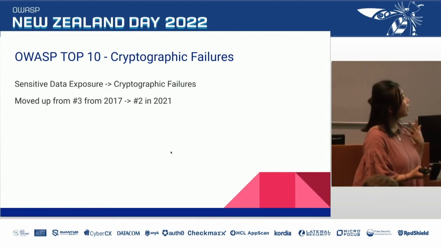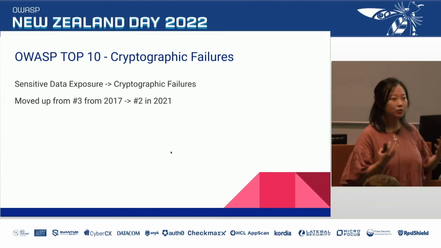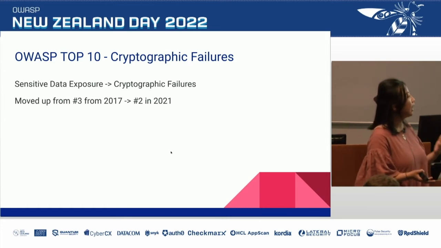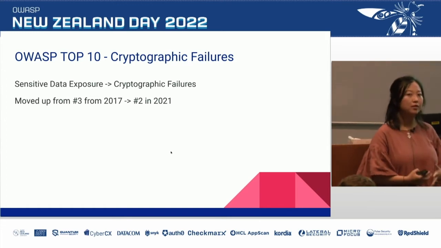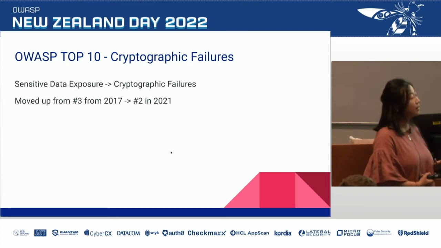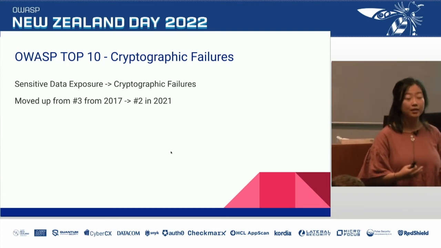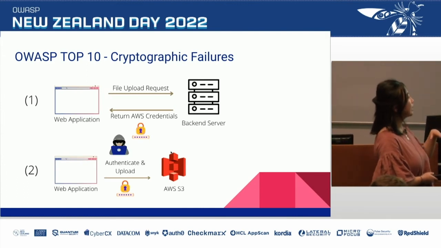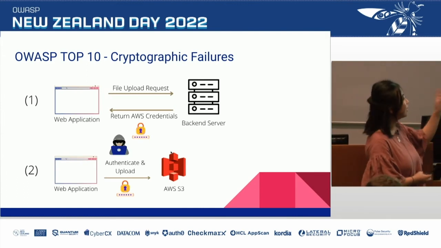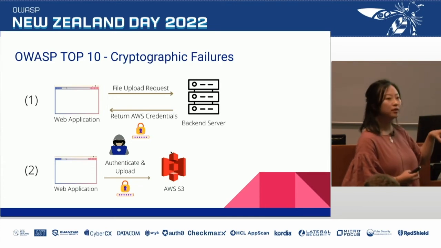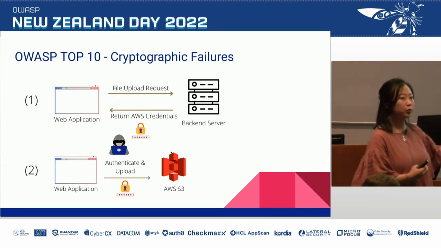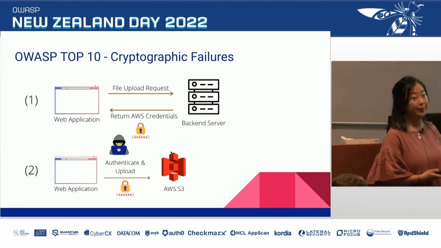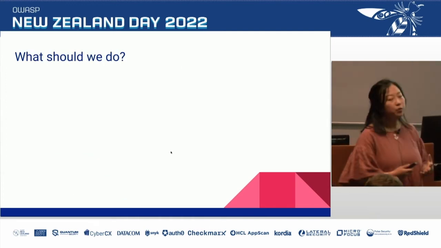So it shows that a lot of companies and web applications are struggling with these kinds of issues, and it's quite prevalent, and it definitely can have very devastating consequences as well. So once again, the hacker is able to intercept the credentials, and that's where the cryptographic failure is happening. So what should we do?